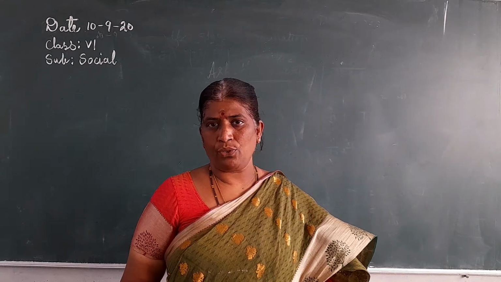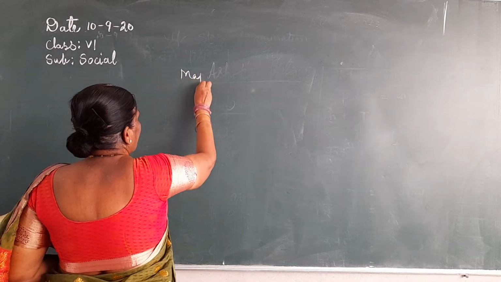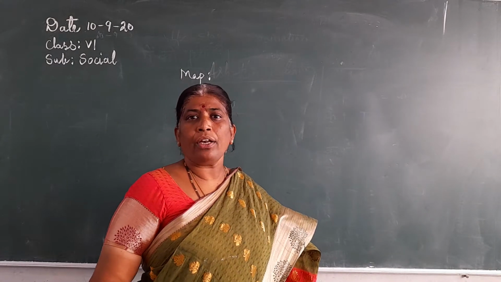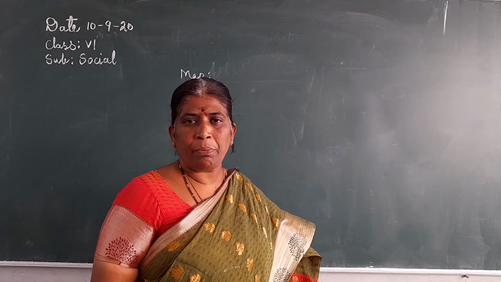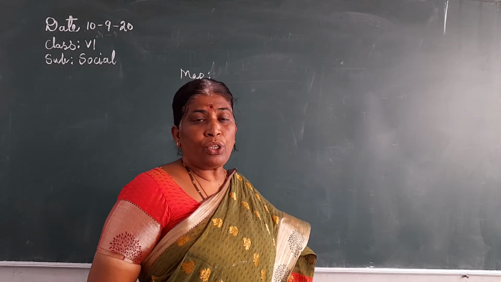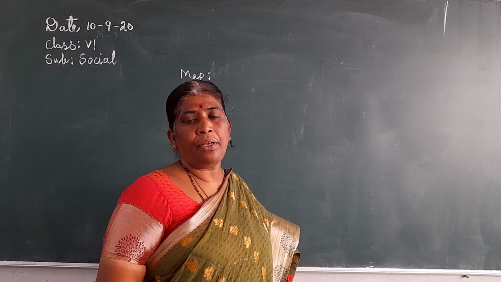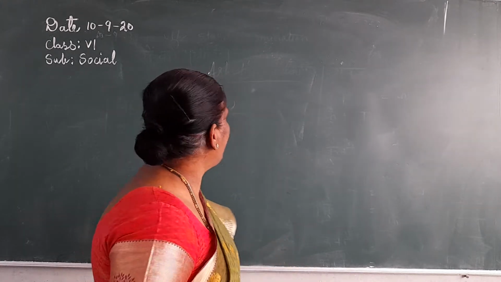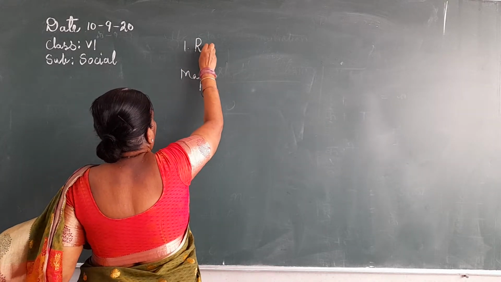So what is the map actually? Map is nothing but a visual representation of an area or part of an area represented on a flat surface. It may be a cloth or it may be a paper. So as you are in the 6th class, today we are going to learn how to read and make maps. Our first lesson in the 6th class is reading and making maps.